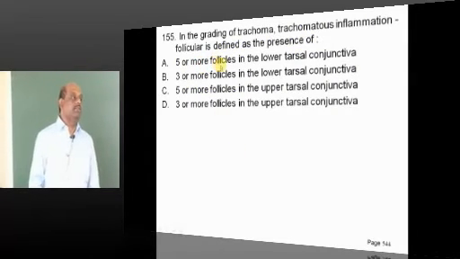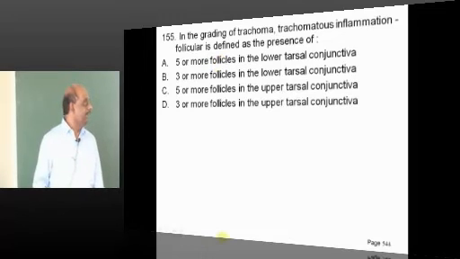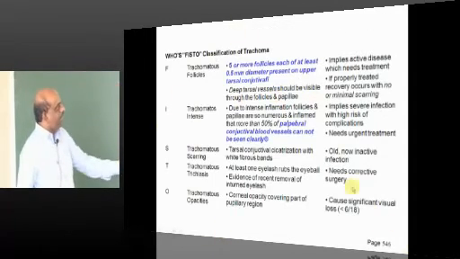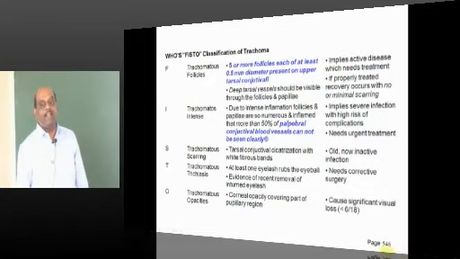How many follicles? Purely if you read you will know. C sir. Huh? 5 or more follicles in the upper tarsal conjunctiva. There is some grading of the trachomatous lesions.